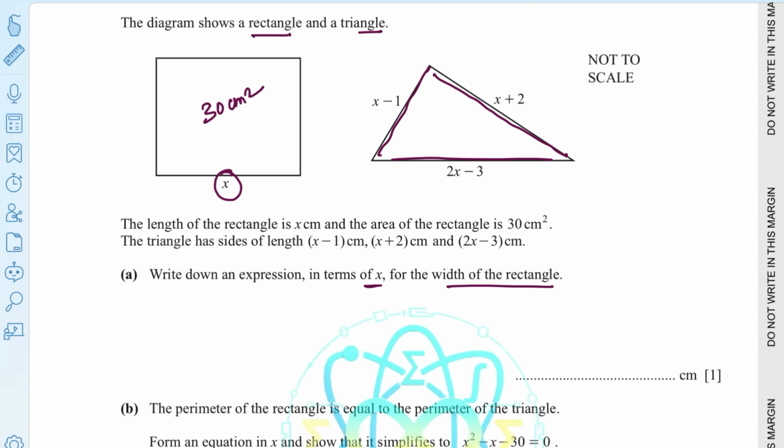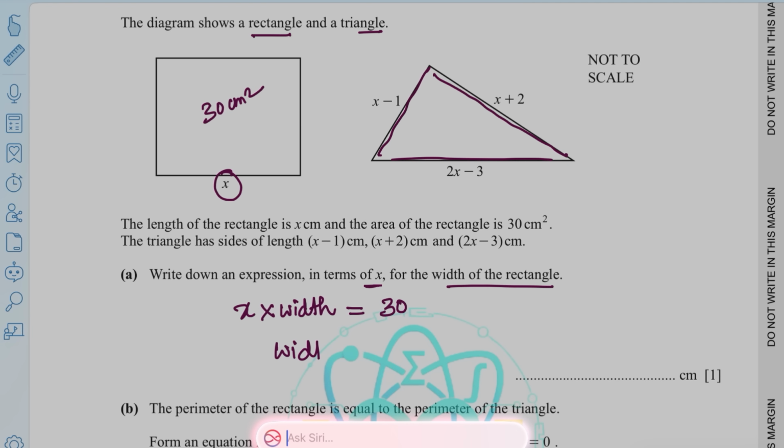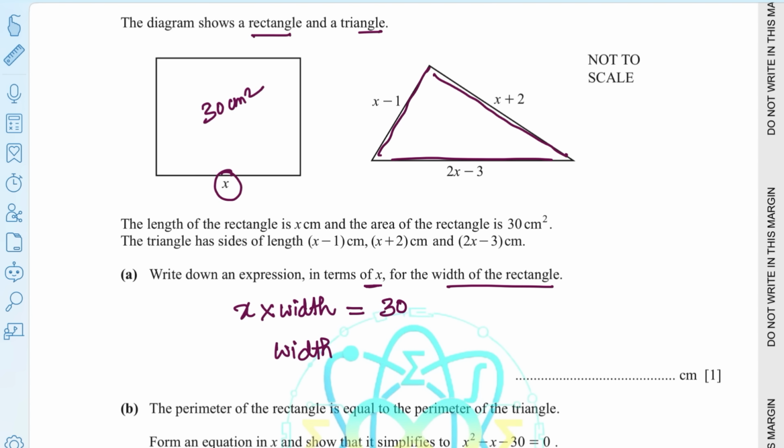Easy. How to know that? Now tell me, the length times width equals area. So length is given as x, and we need to write down the expression for width. So x times width equals area, which is given as 30. So if I try to find only the width here, that equals 30 over x. Yes, so 30 over x will be the answer for the first part.